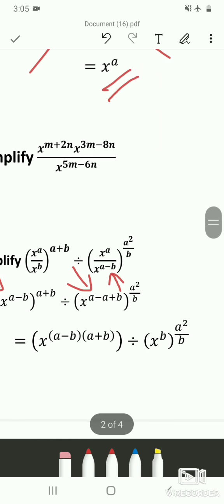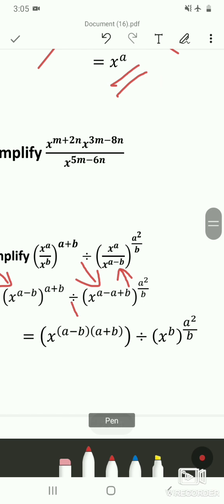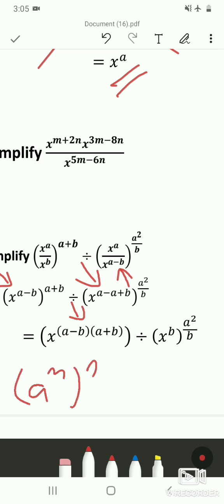So in the next step we have used the law a raised to m whole raised to n can be written as a raised to m into n. So x raised to a minus b whole raised to a plus b can be written as x raised to a minus b into a plus b, and here in this step this a and this a will get cancelled, so we are left with x raised to b whole raised to a square upon b.